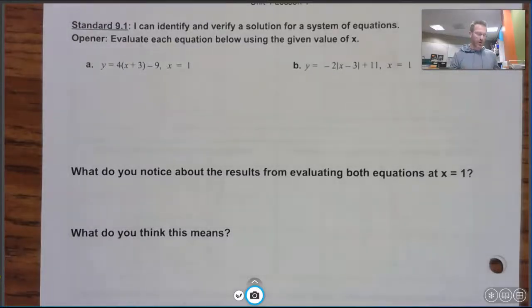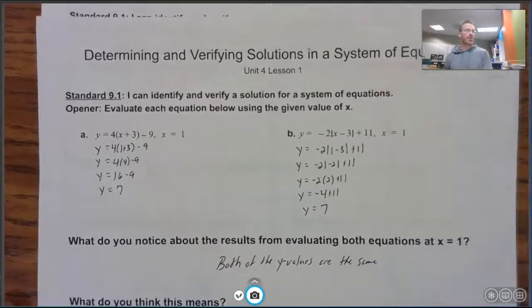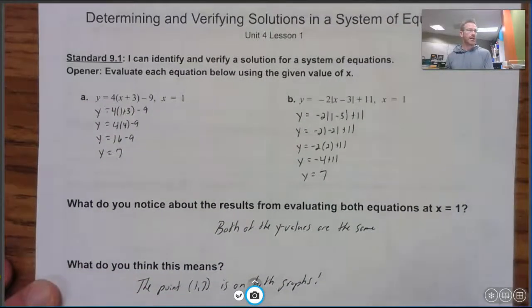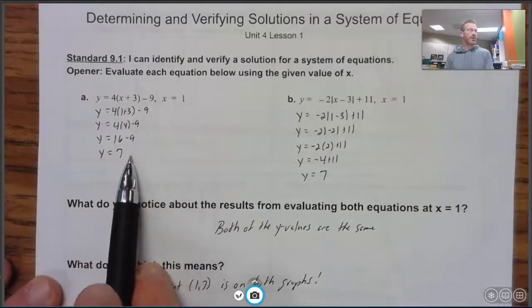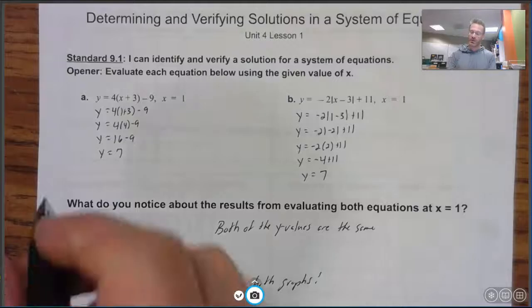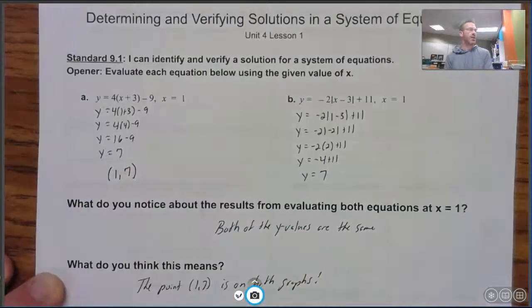Okay, so hopefully you did this. Now let me throw my work up here real quick. What you hopefully noticed is that when you plug 1 in here and you go through your order of operations, which we did a lot in our last unit, you get y equals 7. And what we talked about in the last unit is that that means the point (1, 7) is on that graph.